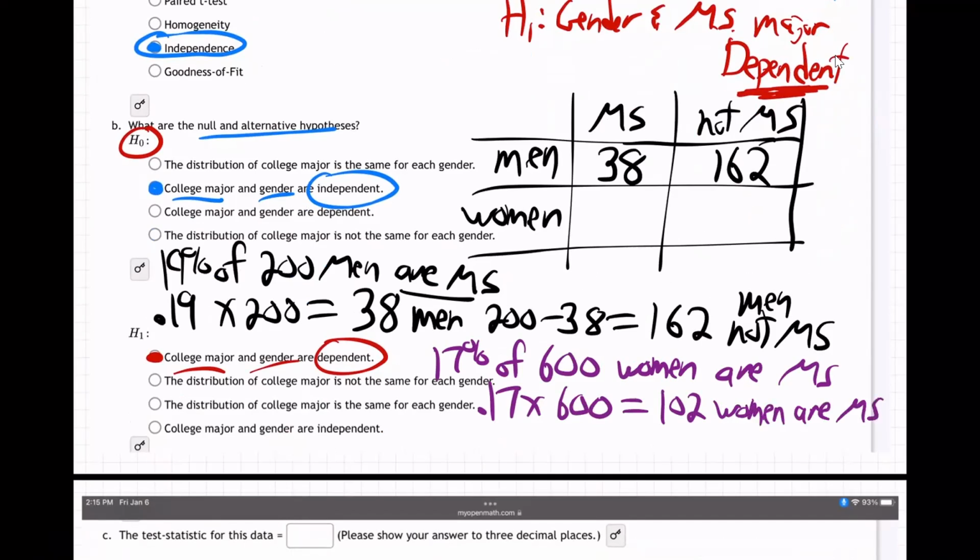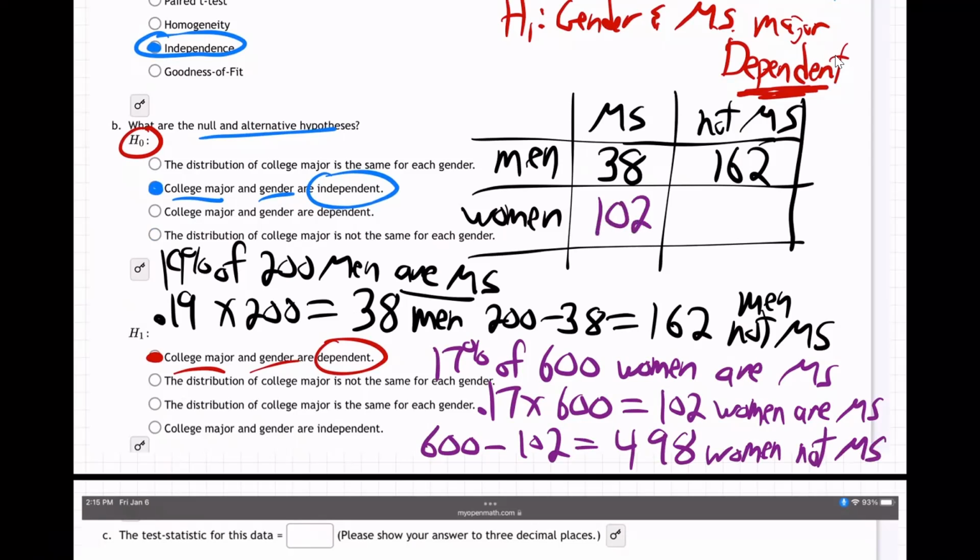are math science. How many are not? Well, 600, the rest of the women are not. 600 take away 102. What's that? 498 women are not math science. So 102 women are math science and 498 are not. Yeah, so there we go.